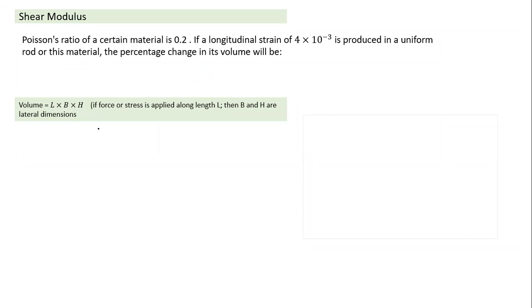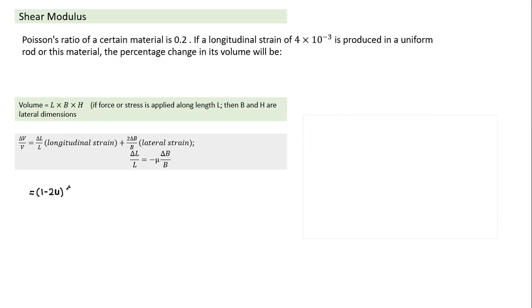The force applied is along L, B and H are the lateral dimensions. So delta V by V equal to, so fractional change in volume, delta L by L, longitudinal strain, plus 2 delta B by B, twice the lateral strain. It will come in two dimensions, and delta L by L is equal to minus, and delta B by B. If I substitute, very easily I can find volumetric strain will be equal to 1 minus 2 mu into delta L by L.